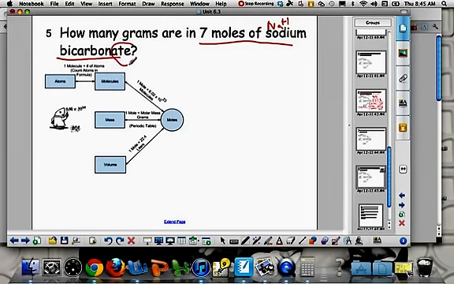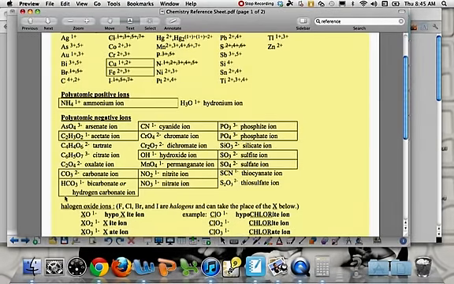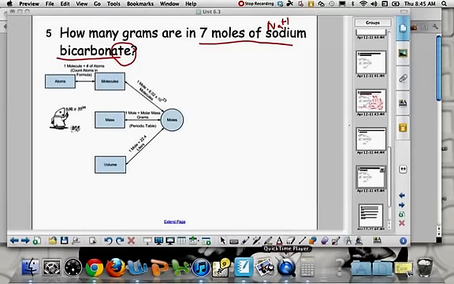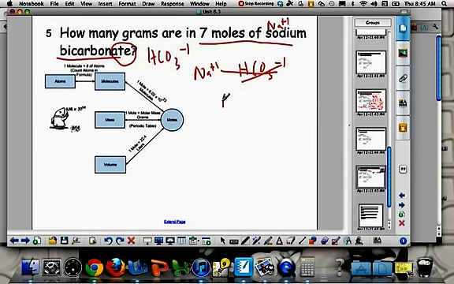Bicarbonate. Oh, I see an ATE ending. Better pull out that gold sheet. Let's take a look at it. Bicarbonate, look it up. Bicarbonate is not the same as carbonate. Bicarbonate is HCO3 with a charge of -1. I got to criss-cross these to get the formula. So Na with a +1, HCO3 with a -1. Criss-cross. My formula for sodium bicarbonate is NaHCO3.